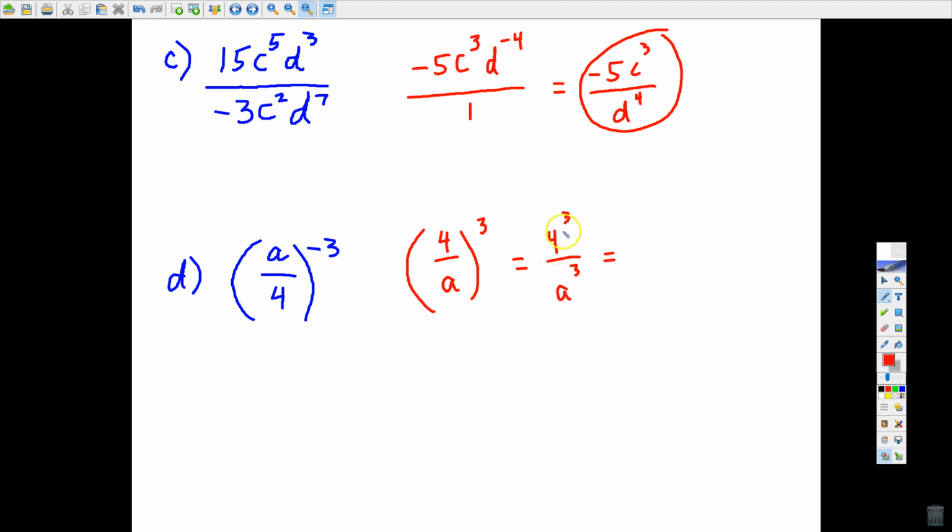And now I don't want to stop here. I know I can expand 4 to the third power. 4 times 4 times 4 is 64. And I can't simplify, of course, a to the third. And so that is my final simplified answer for letter D.